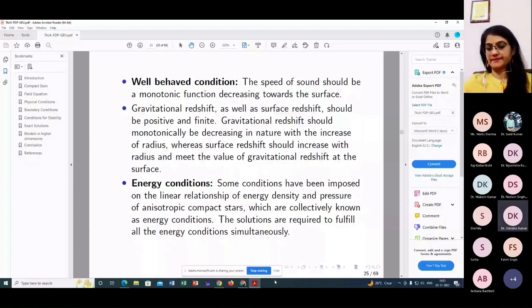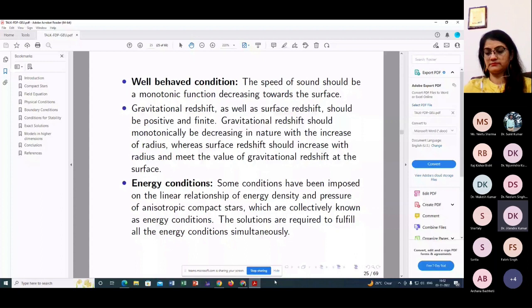When we get the radial velocity, Vr, that is equal to the square root of dpr over d rho. So pr is 0 at the surface, so at the surface the radial velocity will be 0. And both the velocities, Vr and Vt, must be monotonically decreasing functions toward the surface.